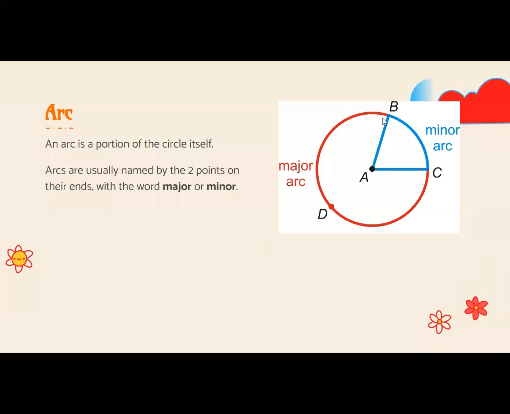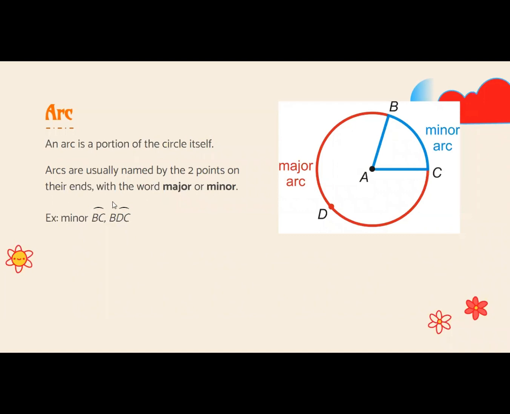So usually there's 2 points. So we have B and C, right? So it usually has the word minor or major, depending on how large it is. So the smaller one is obviously called minor. The larger one is obviously called major because it's bigger, and major is big. So we could say that this is the minor arc BC, right?